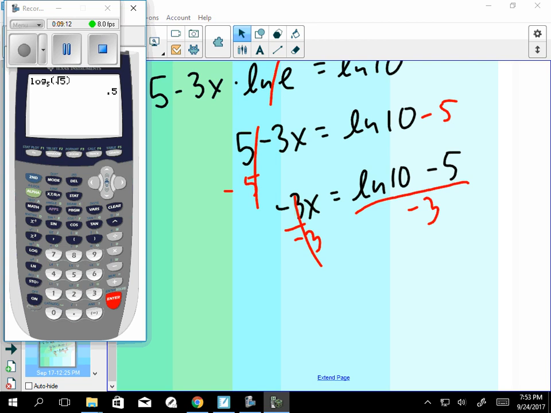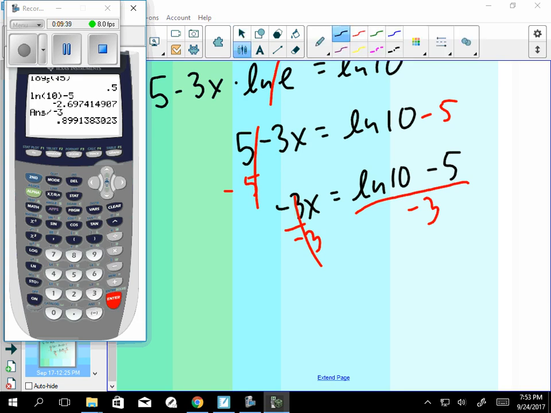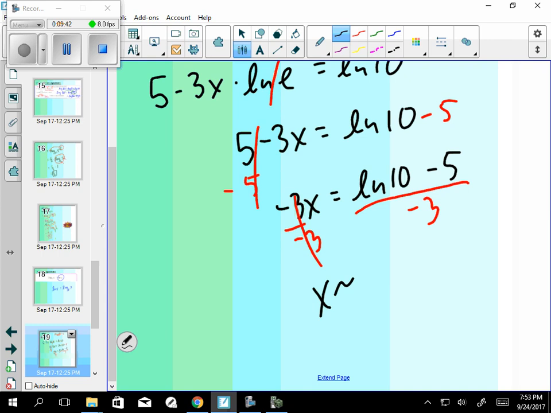So we got natural log of 10, close that parentheses up, minus 5. I'm going to hit enter here, so it evaluates that part first, and then hit divided by negative 3. And it looks like our answer comes out to be pretty close to 0.9 here. Looks like x is very close to 0.9. So that would be the answer.